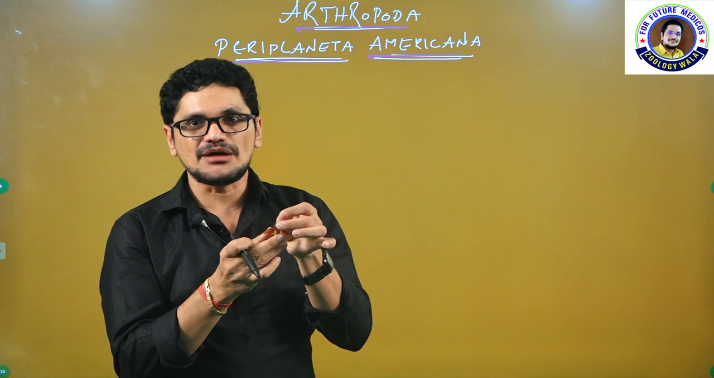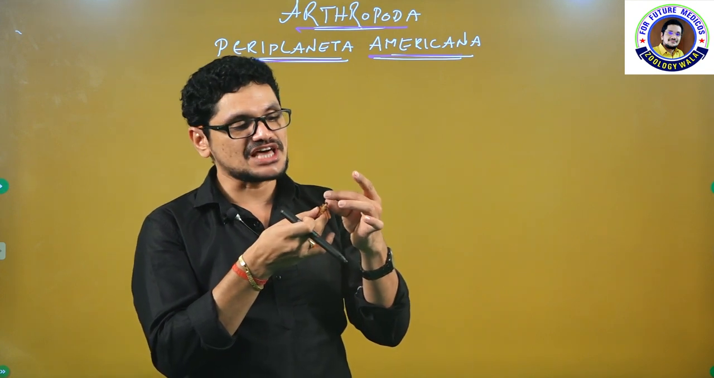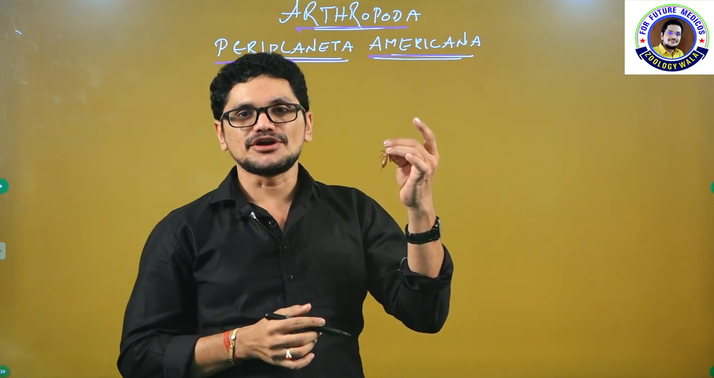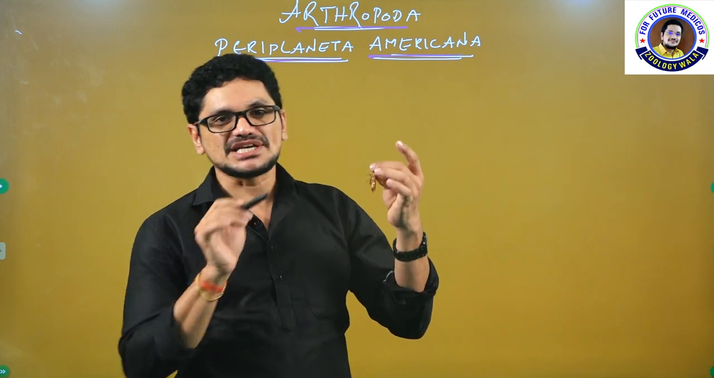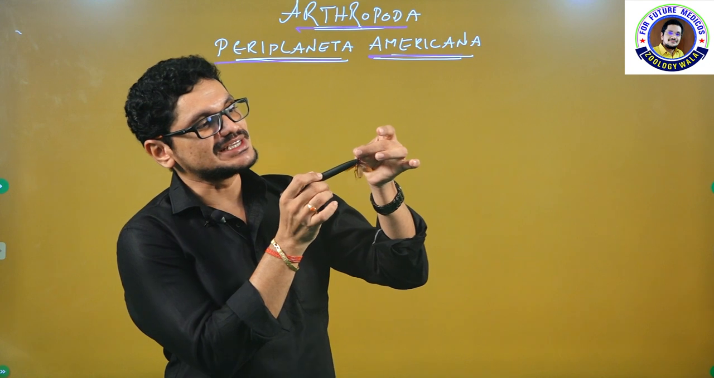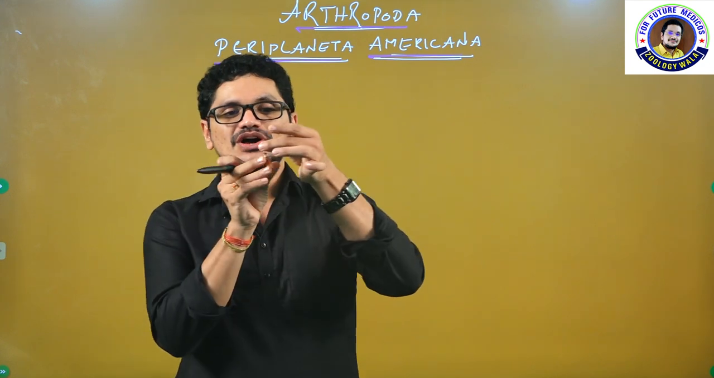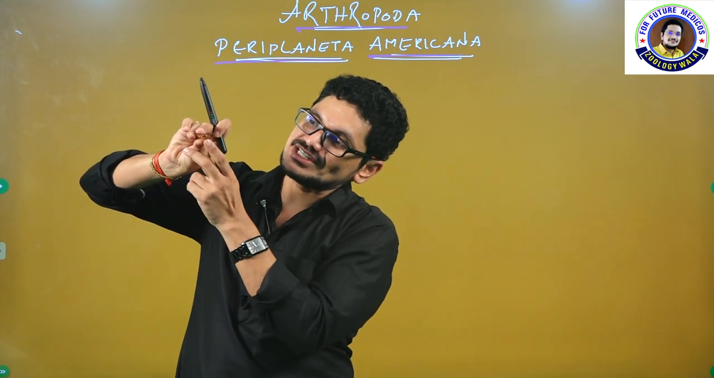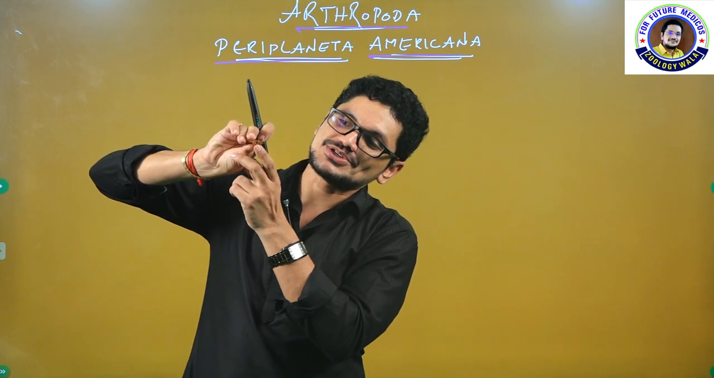Cockroach comes under Hexapoda, isn't it? Means six legs are present. Hexa means six, pod means foot. Six feet are present in the cockroach, okay? And you can see the thoracic region and abdominal region also. And of course, the head. See, this is the head of the cockroach, okay?